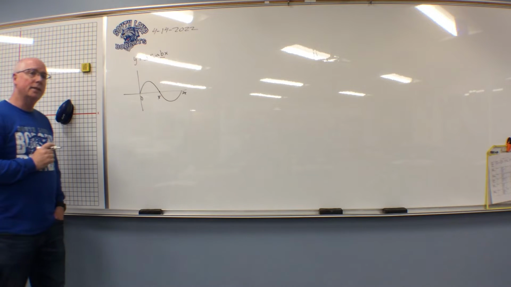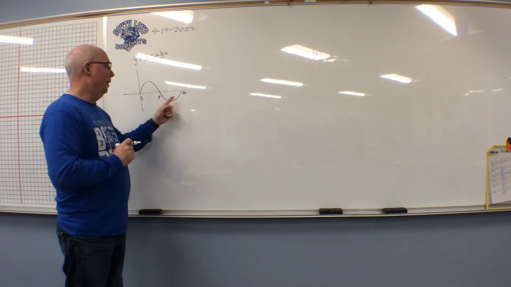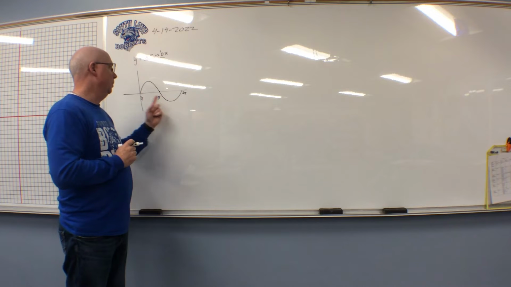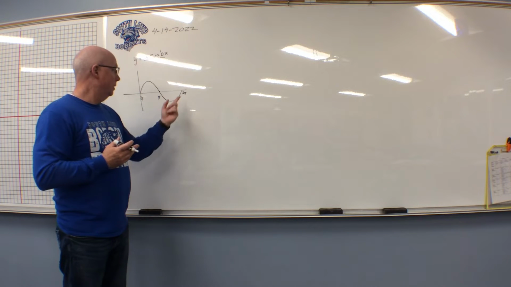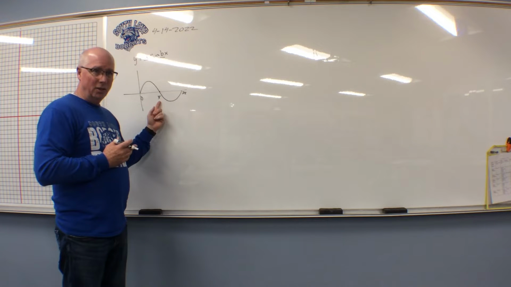So sine is 0 at 0, pi, and 2 pi, and you'll notice that 0 and 2 pi are the same because they are 0 degrees and 360, and this is 180, right? Do you remember that?